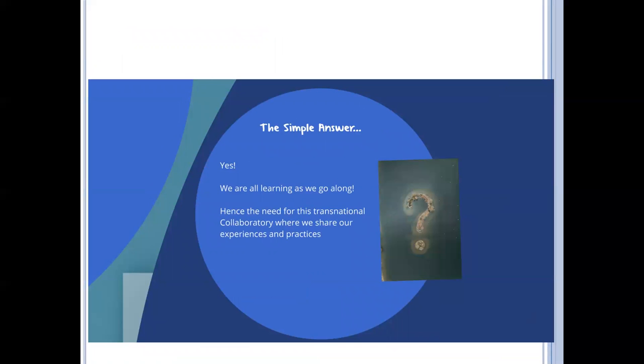The simple answer is yes. We are all learning as we go along. We are struggling. We are all finding our feet. We are all learning new tools and techniques. We are learning new things every day. We're trying to support each other as colleagues. We're trying to answer students as best as we can. We're trying to allay their fears as best as we can.